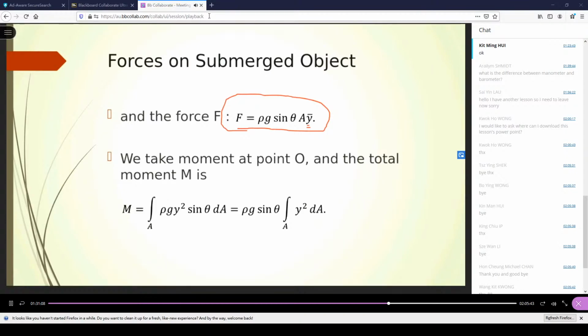Now don't worry, the centroid y bar can be worked out once we have the area profile. You need to understand what the surface looks like before you calculate y bar. And now we can also take moments. If we take moments at point O, the total moment M is something like this, and here we have a second moment of area.